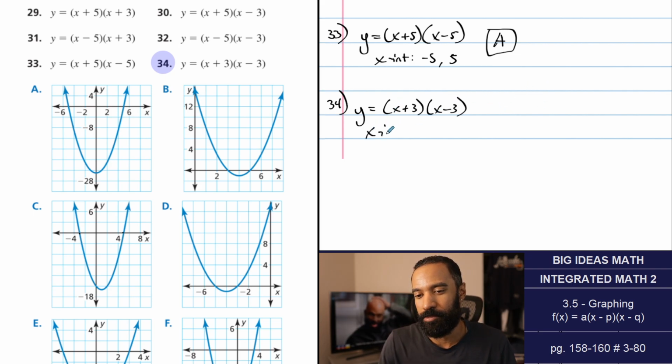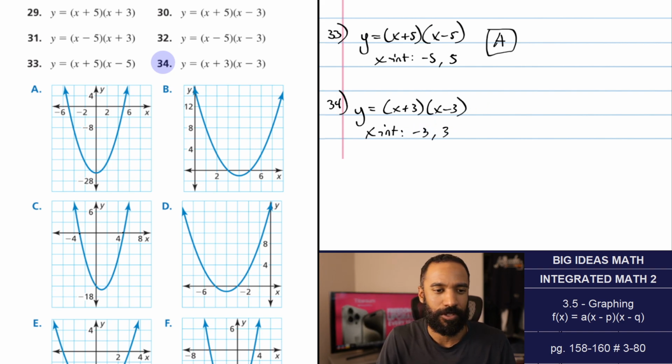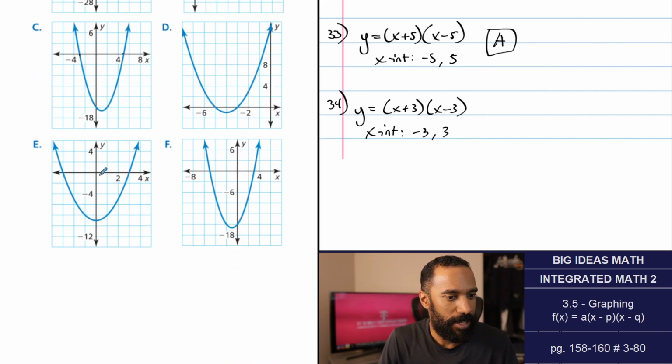But the x-intercepts, that's something I could have done. I could have looked at the y-intercepts as well. The x-intercepts are negative 3 and positive 3. And it looks like E should be it. Yep. Negative 3, positive 3.